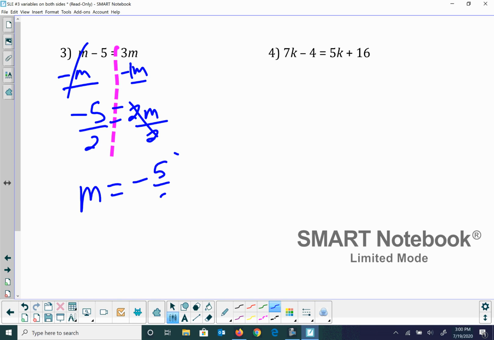Negative 5 over 2. And notice I leave it as an improper fraction, meaning the top number is bigger than the bottom number. That is 100% appropriate. You don't have to convert things in my class to a mixed number. I prefer you keep it improper.